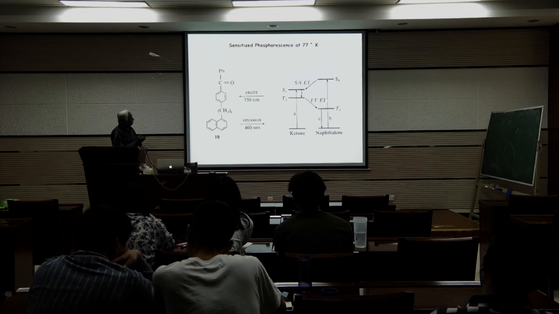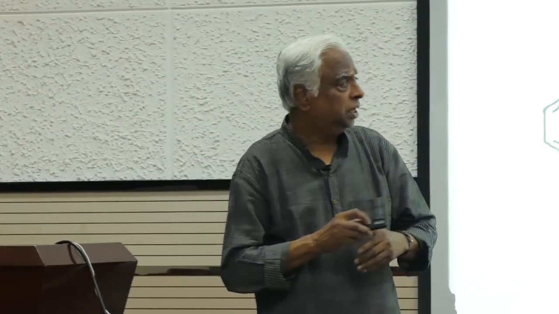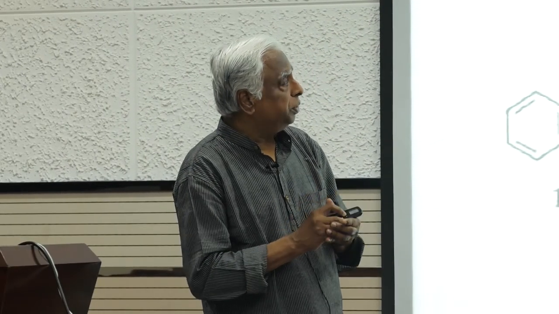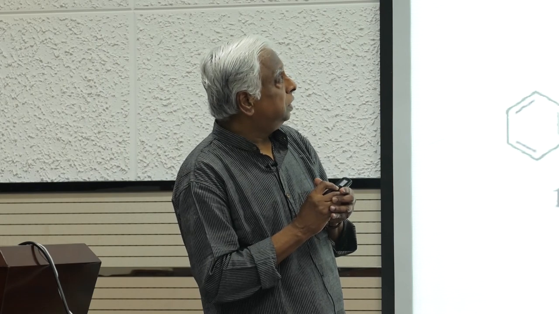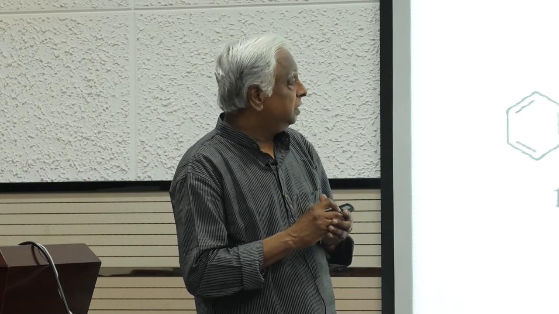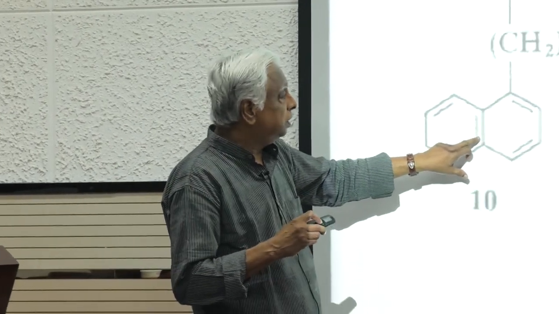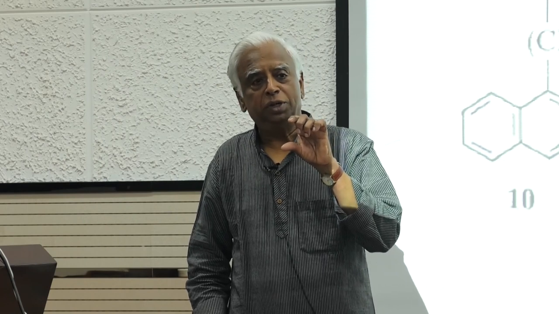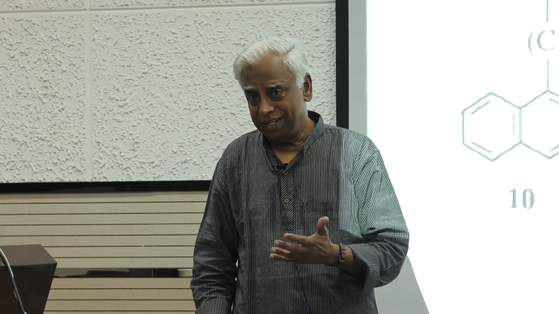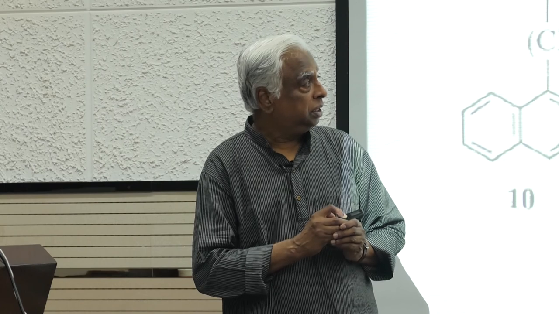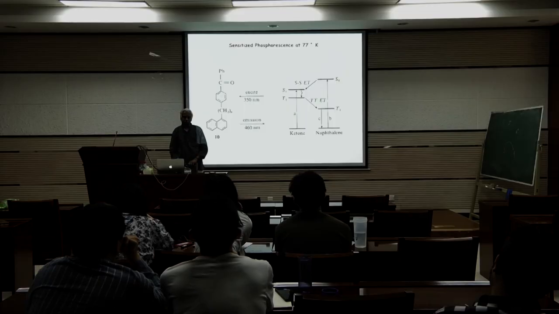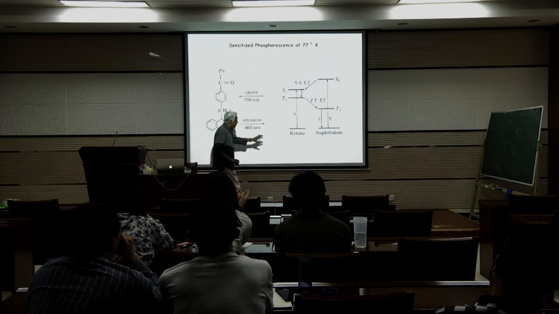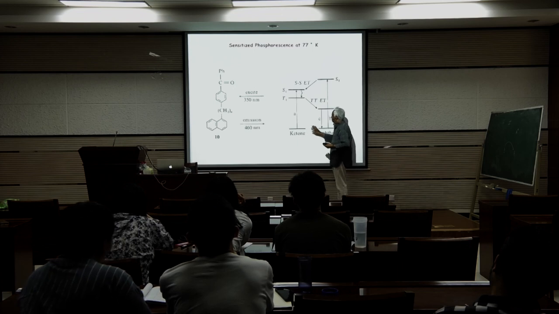So this is benzophenone, naphthalene. If you look at the energies, the triplet energy of benzophenone is here, the singlet energy of benzophenone is here, and for naphthalene the singlet energy is here and the triplet energy is here. The singlet-triplet gap depends upon the electronic configurations of the states involved. In naphthalene it is pi to pi star, and this is singlet pi to pi star. So we are exciting the ketone, and the naphthalene is going to emit.